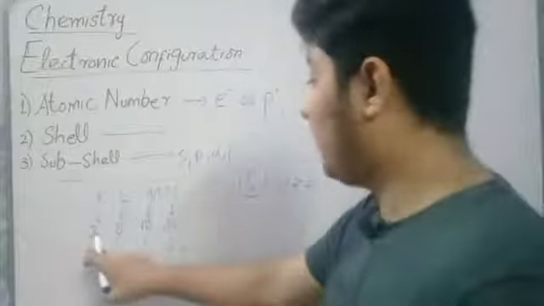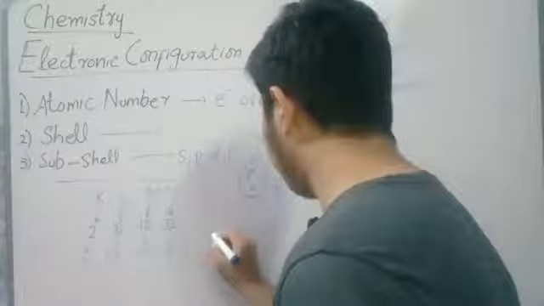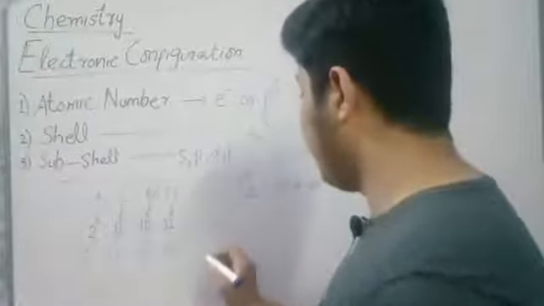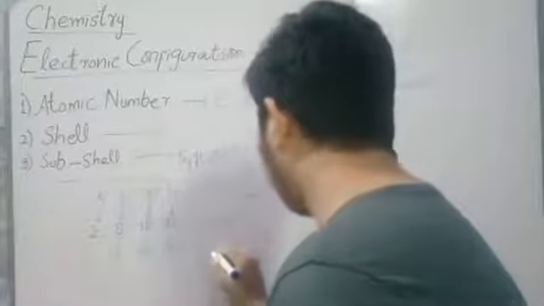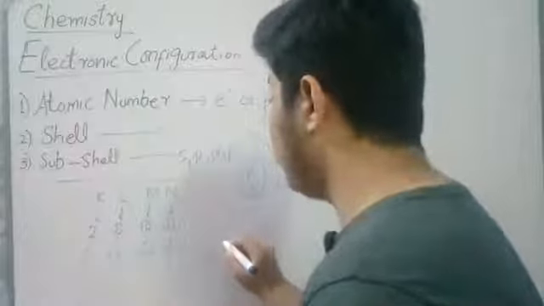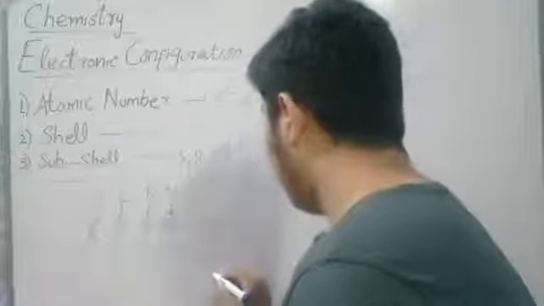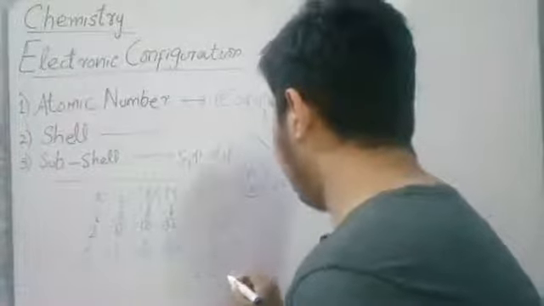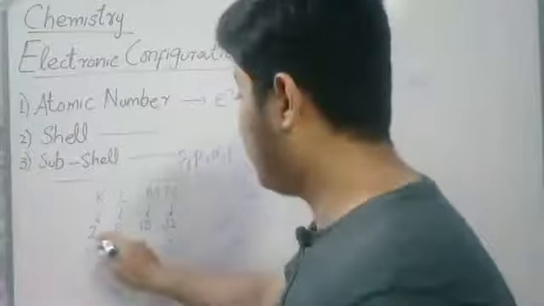The formula to find the number of electrons which can be accommodated in a shell is 2n². For example, for the K shell, n is equal to the number of the shell. The number of the shell is 1, so 1 squared is 1. 2 multiplied by 1 is equal to 2. So there are 2 electrons present in the K shell.